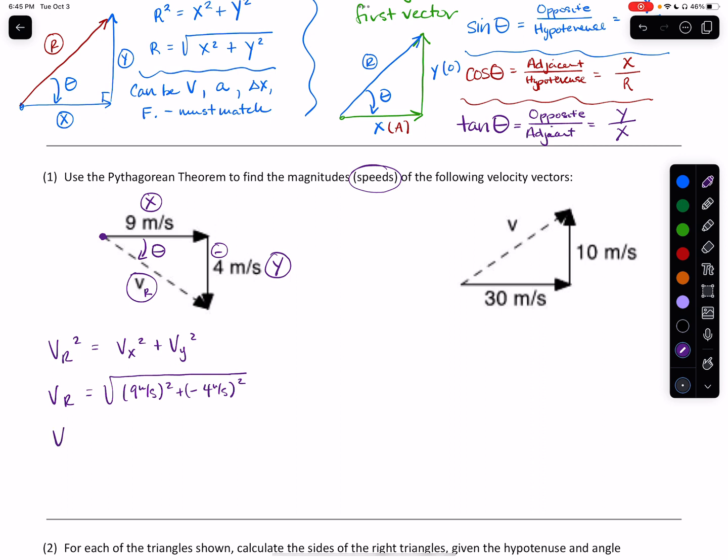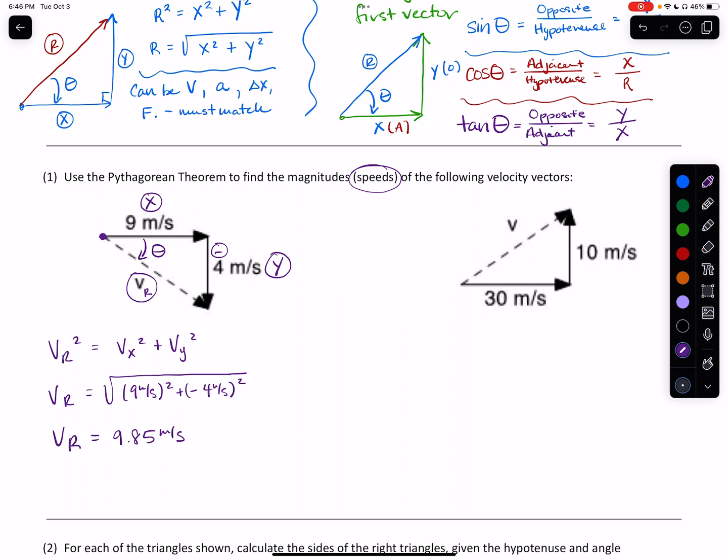All right, pull out our calculators, do a little bit of calculation, and we find that we have a resultant vector that is 9.85 meters per second in magnitude. All right, now your resultant vector should be greater than each of the two legs, all right? But generally speaking, should not be any more than the sum of those two legs. It's just a good rule of thumb.